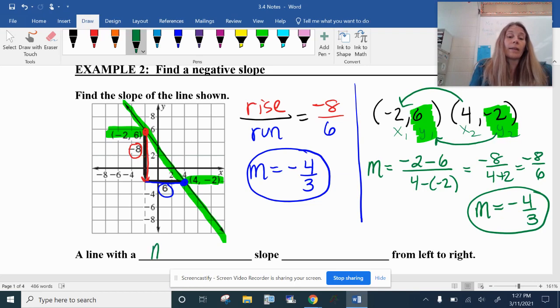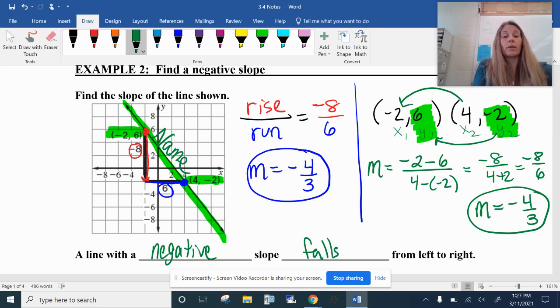So a line with a negative slope falls from left to right. And like I said before, if you wrote your name on the line, because we always write from left to right, then you can see your name is going downwards, and then you'll know, oh, hey, that's a negative slope.